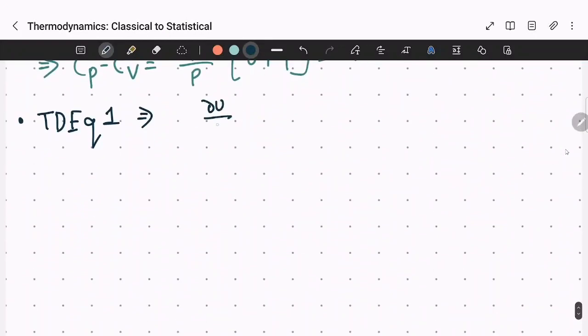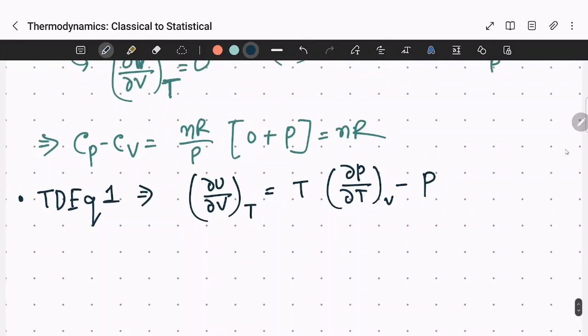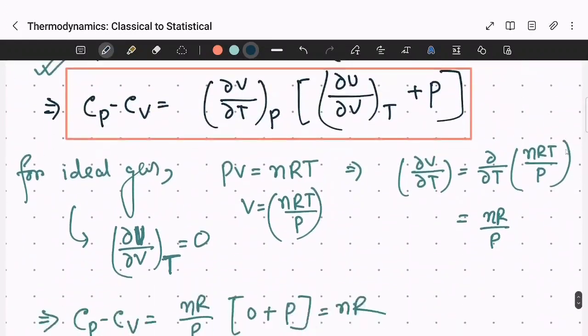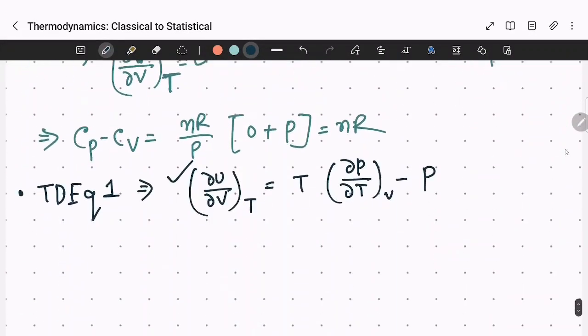Del U del V at constant T equals T into del P del T at constant V minus P. This is the first thermodynamic equation of state. Now we have to just put it in. Del U del V at constant T, this is also del U del V at constant T. Now put it.